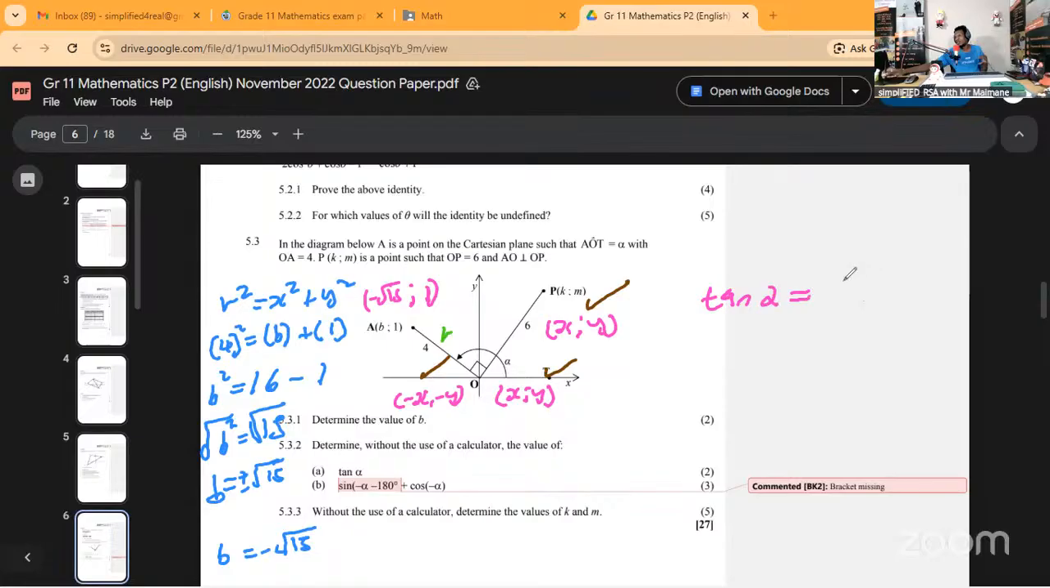We don't even stress. Tan alpha is y over x, right? And I know that my point is minus x and y like that. So y would be 1 over minus root 15, which is just going to be negative 1 over root 15. You can leave it like that. It's fine. You see, you would get the answer.